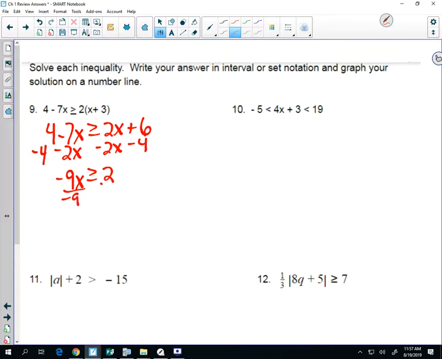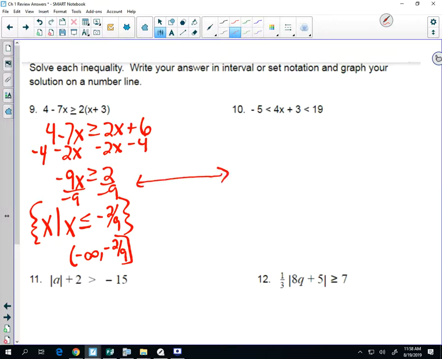Notice I've given you a lot of problems that have fraction answers, because fractions are okay answers. I'm going to flip my sign around though, because I divided by a negative, and I'm going to get negative 2/9. Don't give me a decimal. It's repeating, okay? So you can either write it in set notation or interval notation, where you say negative infinity to negative 2/9. Because it's included, I'm going to do the bracket. You're also going to make a number line here. I'm just going to say negative 2/9. It is included, and I want to shade left. Okay?